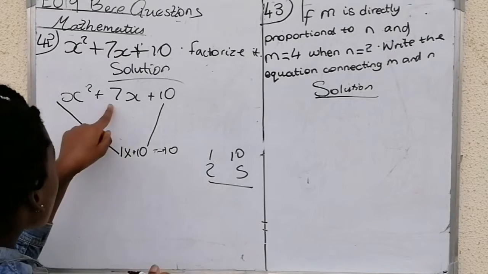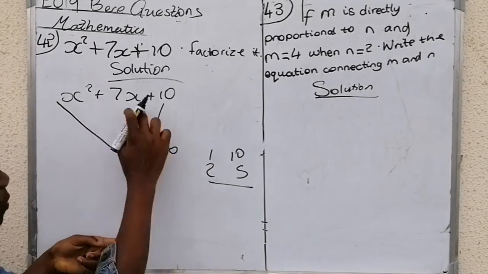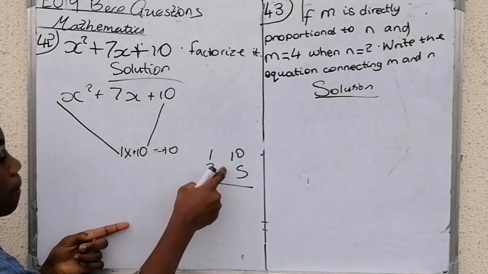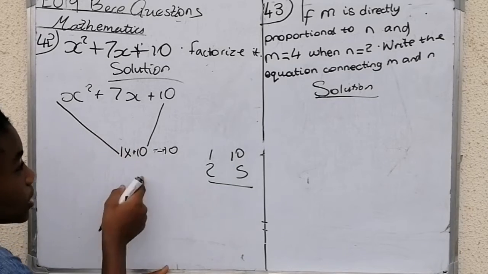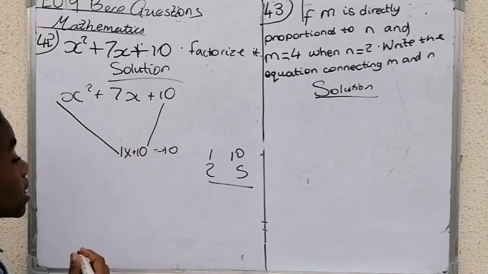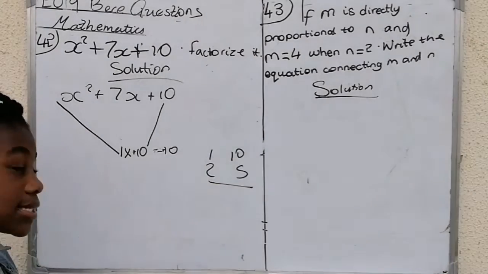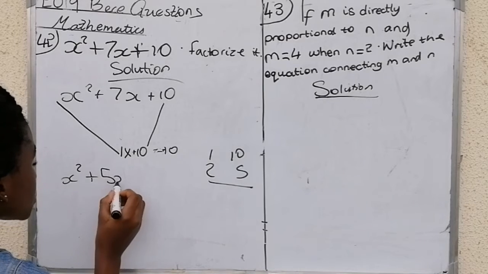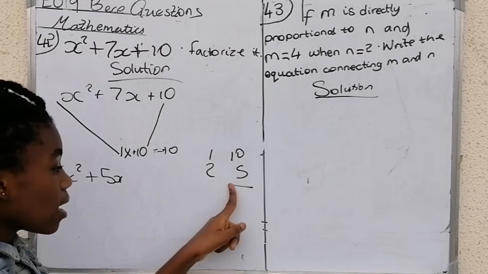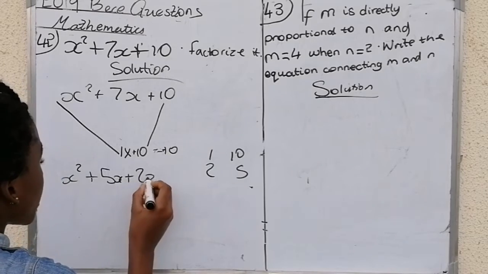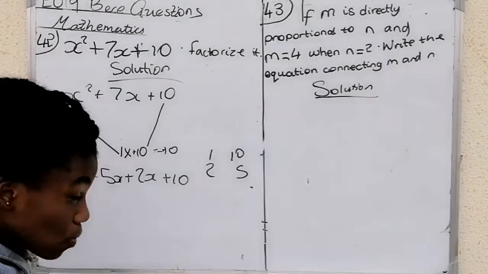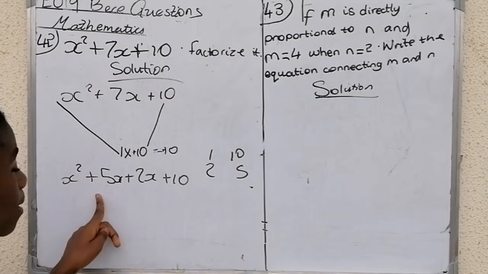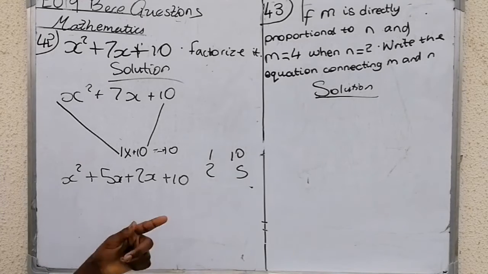So when we are writing this expression again, we don't write it as 7x. We write plus 2x plus 5x. Indirectly that does the same thing, but it will make it easier for us to factorize. So x squared plus 5x, we should always put the bigger one first, plus 2x plus 10. But if it doesn't work, you can swap it. So x squared plus 5x plus 2x plus 10.